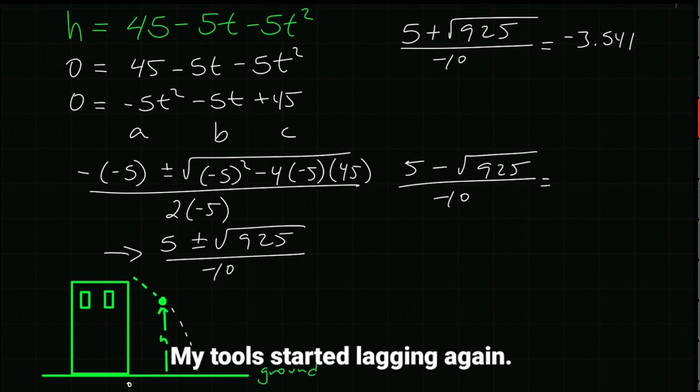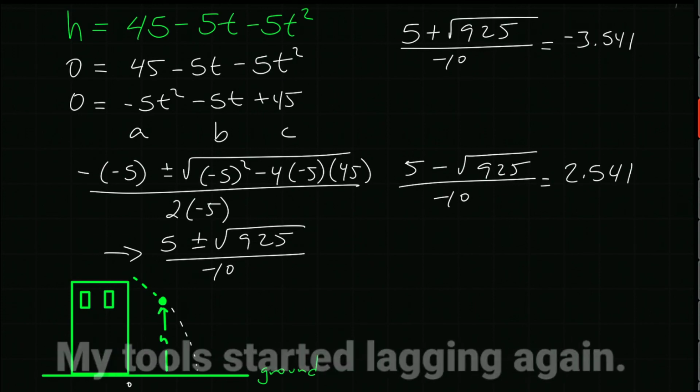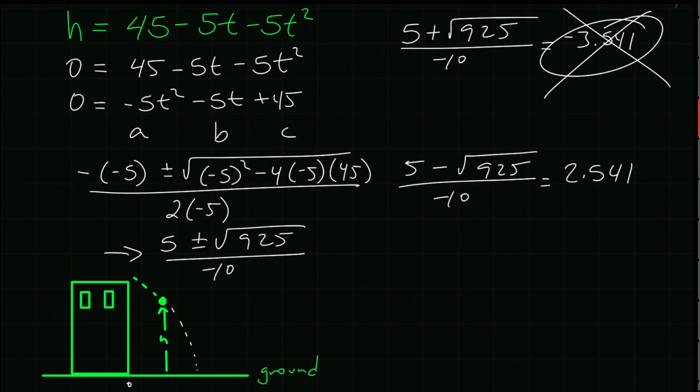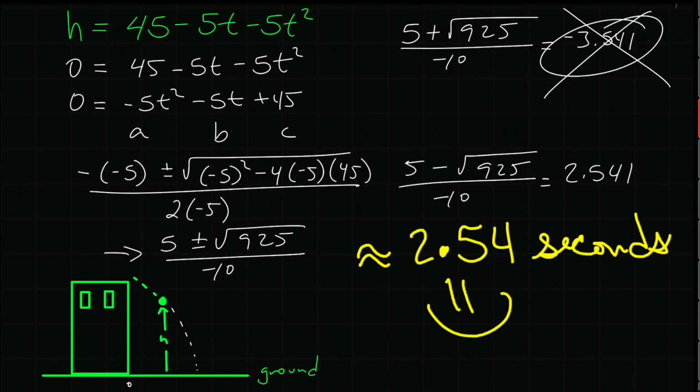Notice, because this value is negative, it doesn't exist, because again, I can't travel backwards in time. So from the time that I throw the ball to the time it hits the ground, it's going to be 2.541, and if I round that to the nearest hundredth, I have to round down. So that's going to be approximately 2.54 seconds. And that's it.